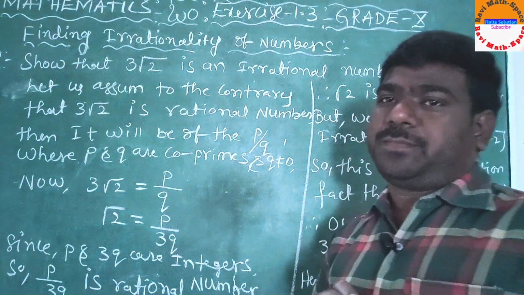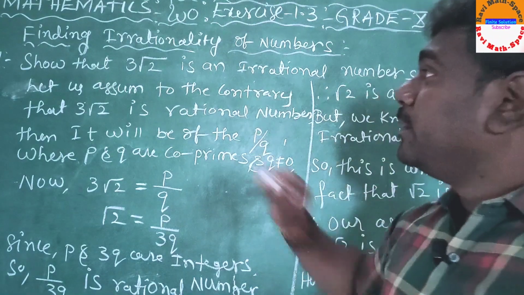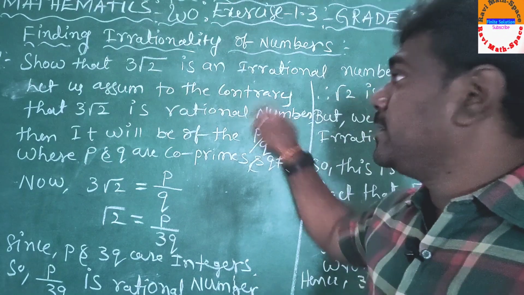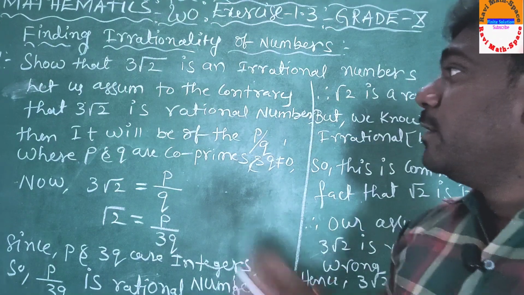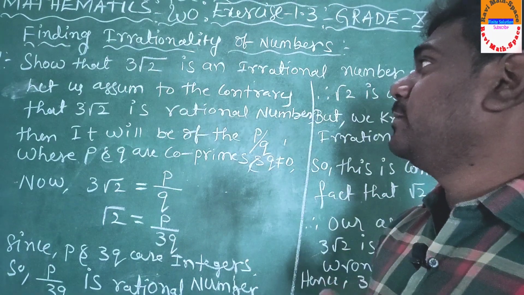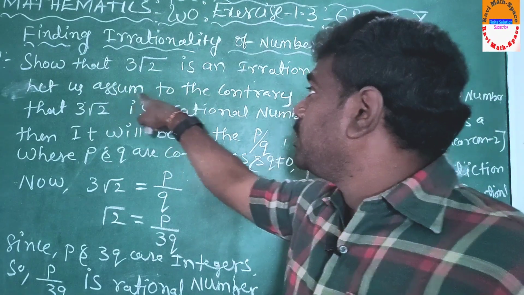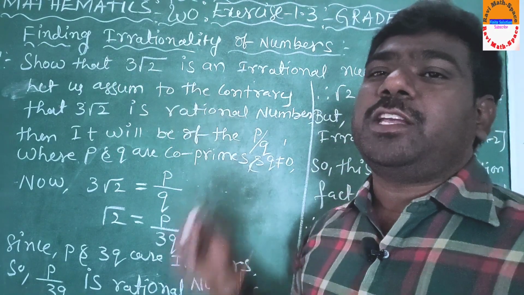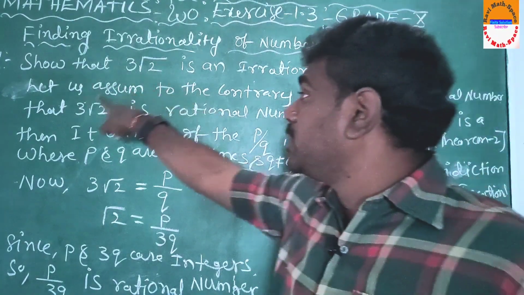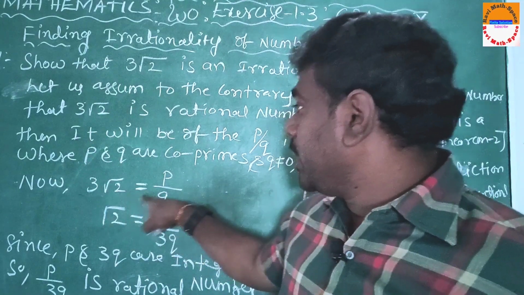Very simple concept here. I explain it just by using the contrary method. First, what do we assume here? Given that root 2 is irrational, we want to show 3 root 2 is irrational. Let us assume to the contrary that 3 root 2 is a rational number. When it is rational, it should be in the form P by Q. Therefore, 3 root 2 equals P by Q.